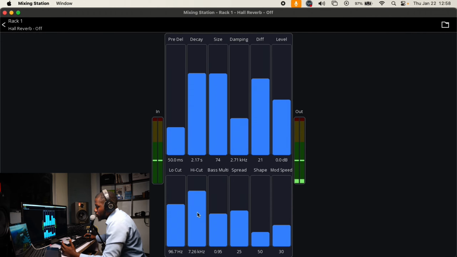So the same thing with the high cut too. Now let's look at it. Can you see the high cuts? Now let me remove it. Do you see that? So that's basically what it does.